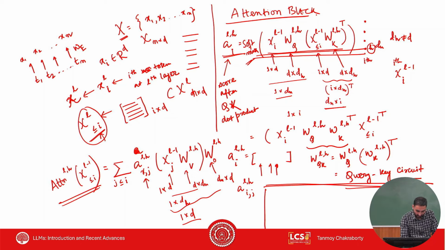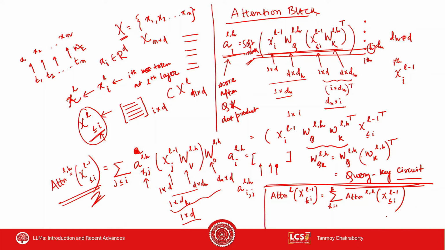Now, this is for a specific head h. So for the final attention ATTN^L at the lth layer, the input is the same, x^(L-1) for j less than or equal to i. This will simply be the sum over h equals 1 to capital H of attention L comma h applied to x^(L-1). Clear? This will produce a vector of size d.